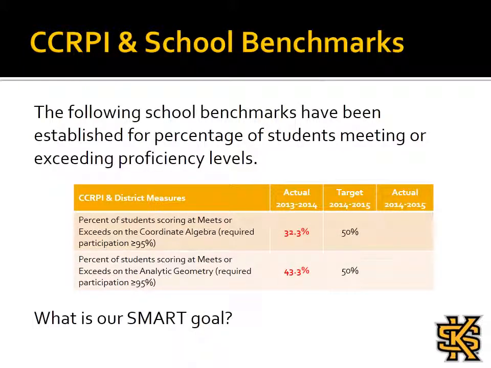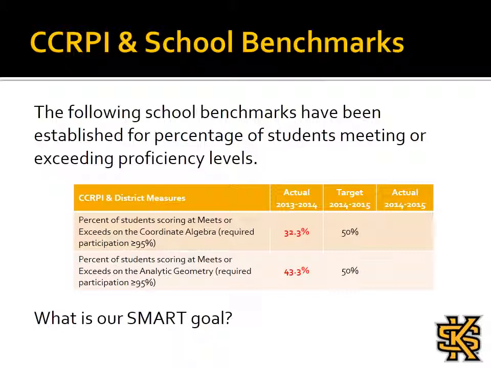As we close this presentation, the following benchmarks have been established for academic year 2014 through 2015 for coordinate algebra and analytic geometry. Our target for students meeting or exceeding standards is 50%. As you can see, we are well below this level in both domains. In order to reach these goals, we must develop a plan of action to address student learning needs.